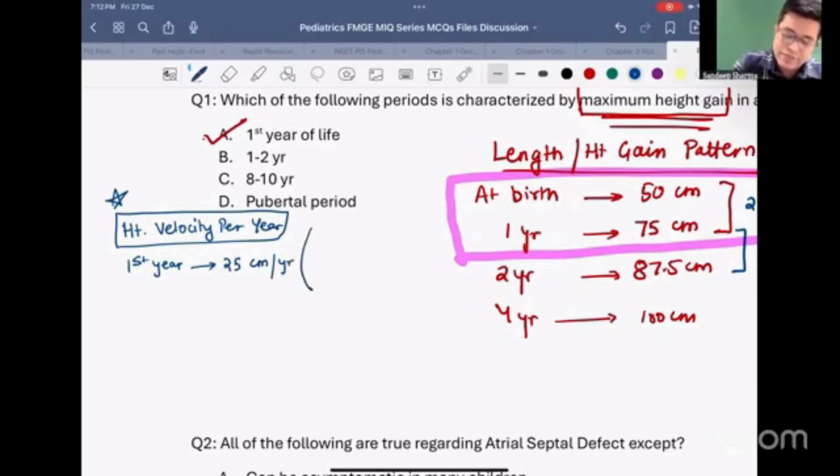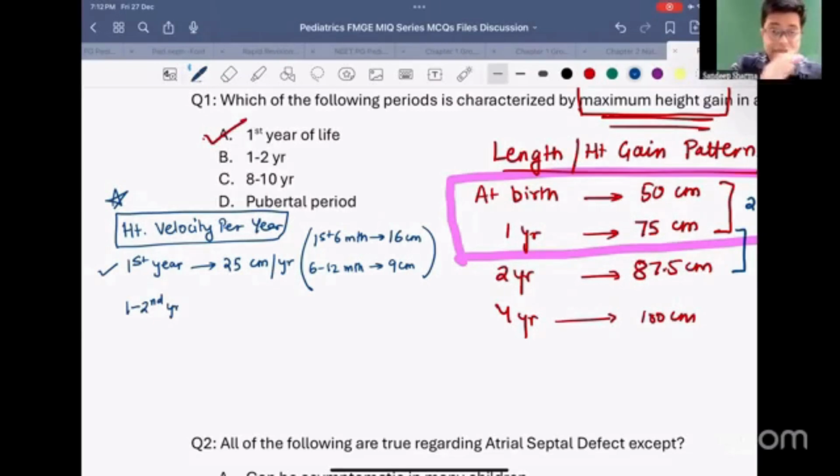In brackets, you can write that in the first 6 months the child gains 16 centimeters, and from 6 to 12 months the child gains 9 centimeters. So the height velocity in the first year of life is 25 centimeters per year. Then from the first birthday to the second year, the height gain slows down. It becomes 12.5 centimeters per year.